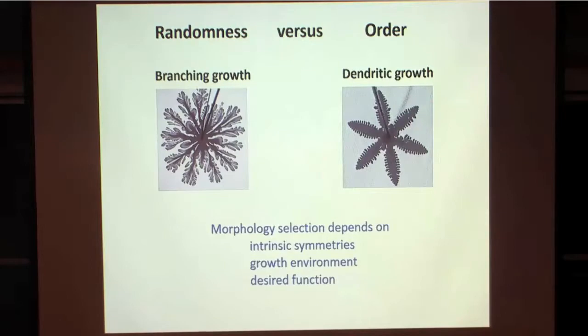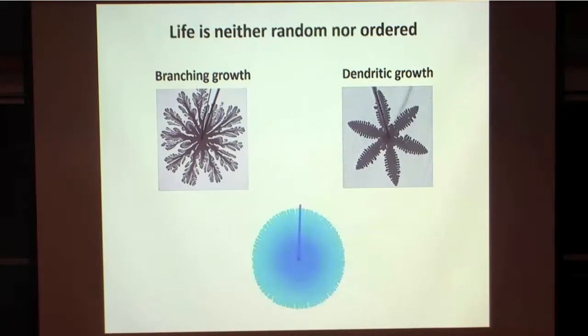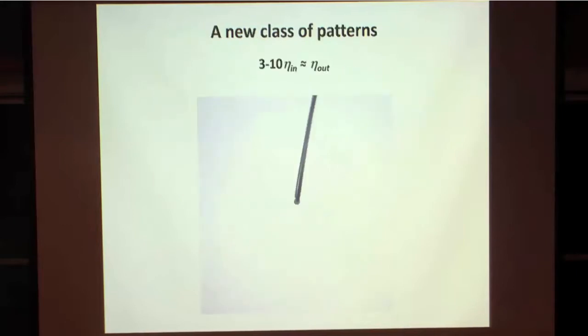But I'd like to show you a picture of a system that we also get in these instabilities, which honestly doesn't look at all like any of these branching pictures or any of these dendritic types of growth. And so what is it that we actually see here? What we see here is really a type of growth that we have discovered in this system, which is essentially a new class of patterns that we start to see in these instabilities. And so these patterns, they occur when the viscosity of the inner fluid is about 3 to 10 times lower than the viscosity of the outer fluid.